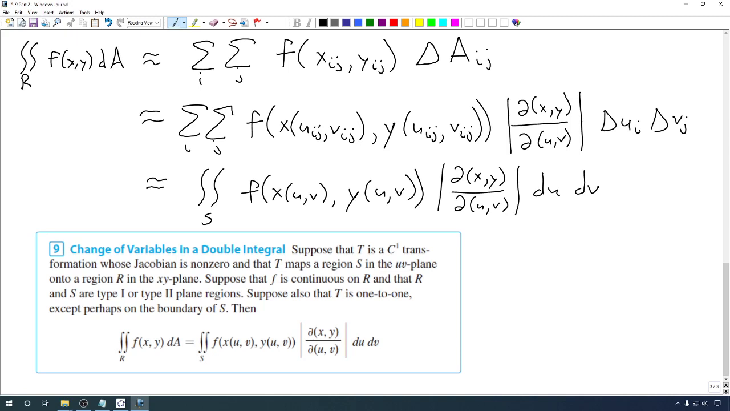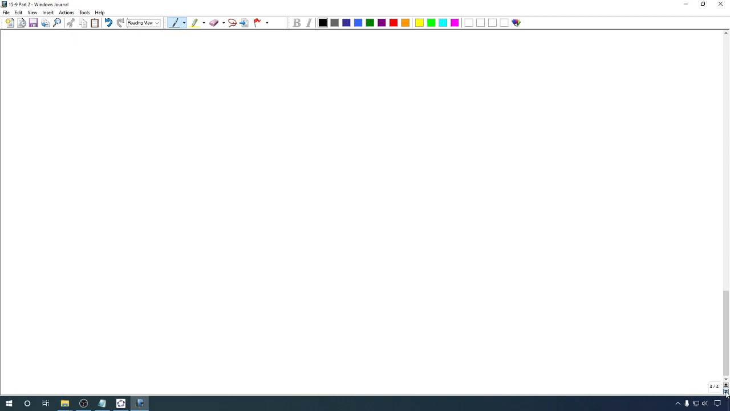Let's actually look at how this works with polar coordinates, because that's the one that we're most familiar with. So remember there, we know that x is r cosine of theta, y is r sine of theta. We want to compute the Jacobian of this transformation. So remember that d of xy, d of r theta.